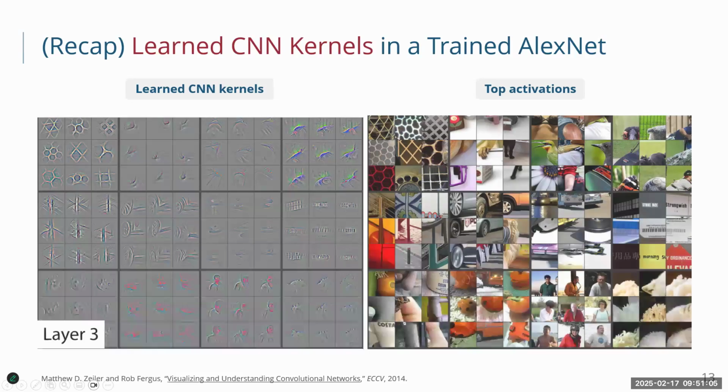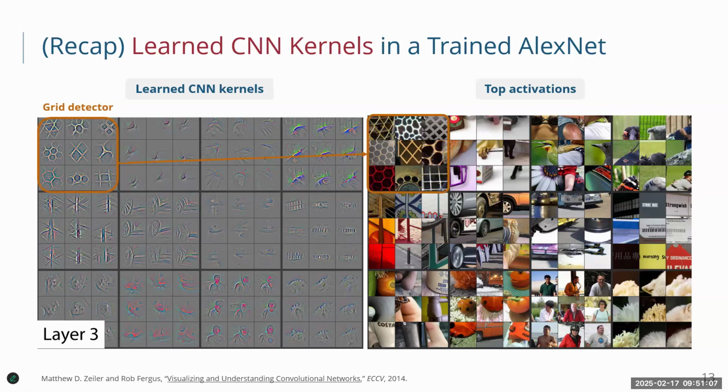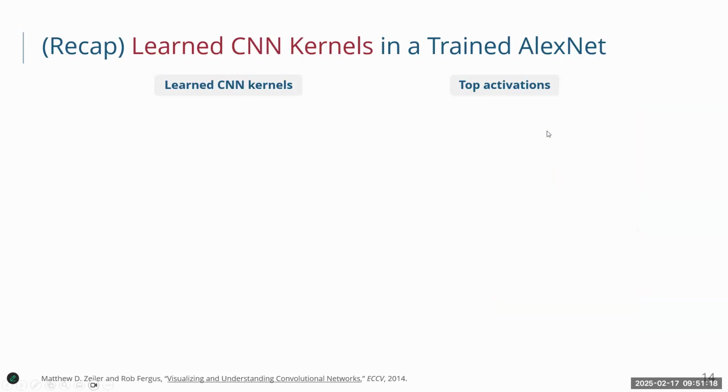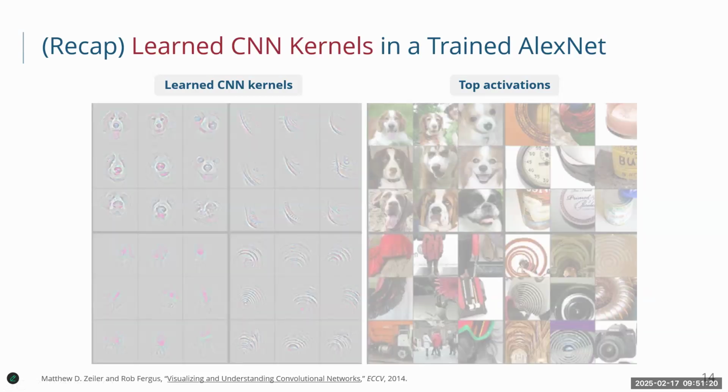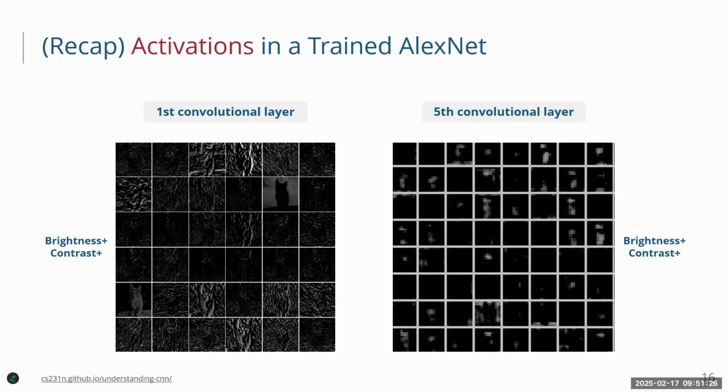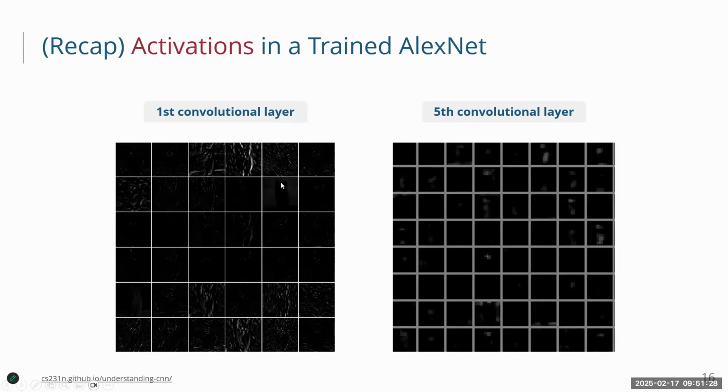And over time, you will see that it becomes much more complex: grid detector, now you see human detector. And even later in the stage, I think this is layer 4, somehow there's no layer 3. So this is layer 4. You see dog face. So you also see this activation in the trained AlexNet.